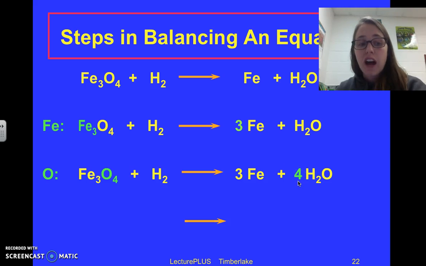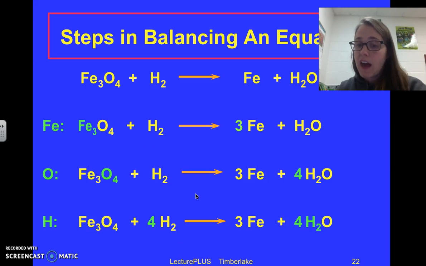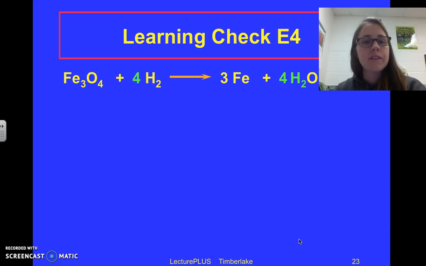That unbalances our hydrogens though, right? Because now we have 4 times 2, that's 8 hydrogens. And on this side we only have 2 hydrogens. So what do we need to do in order to fix this side now? We need to add another 4. So now if we count them out, we've got 3 Fe, 3 Fe, 4 oxygen, 4 oxygen, 8 hydrogen, 8 hydrogen. So yeah, that's kind of how that works.